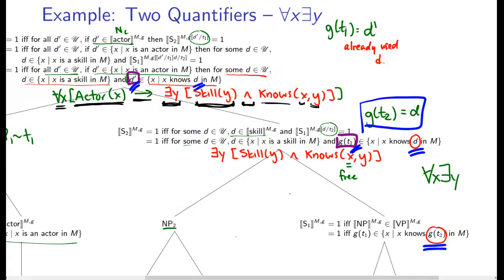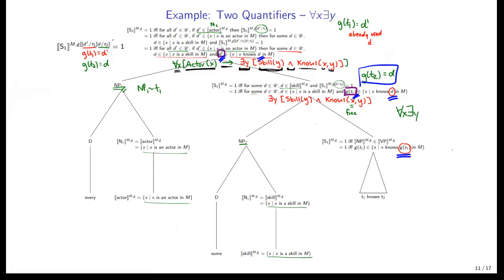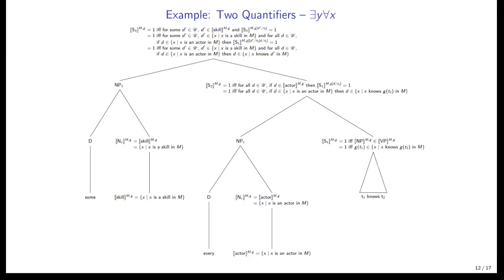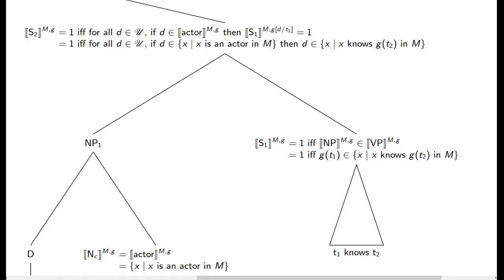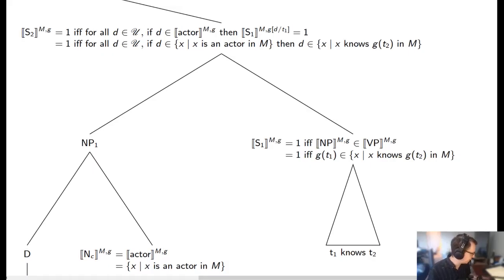We won't go through the tree in such fine detail, but we'll still go through each of the nodes. So this was for all x exists a y. So every actor, then some skill. Now we're going to flip the order. So this slide is going to be some skill up top and every actor on the bottom. So this is exists a y for all x. And we'll start with the same thing that we started with before, exactly the same starting node here.